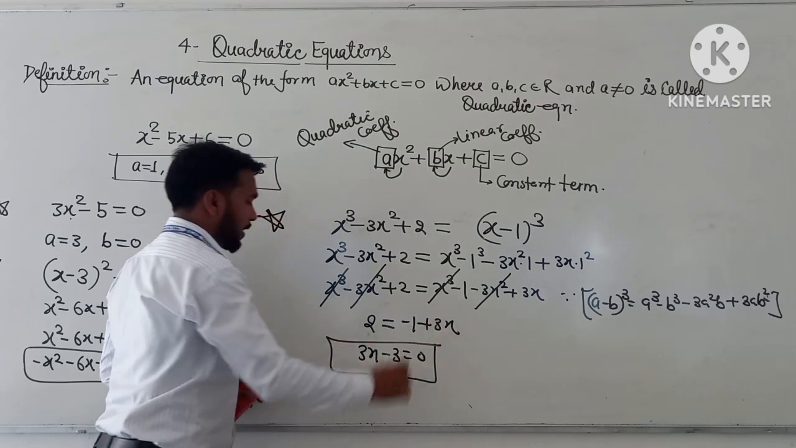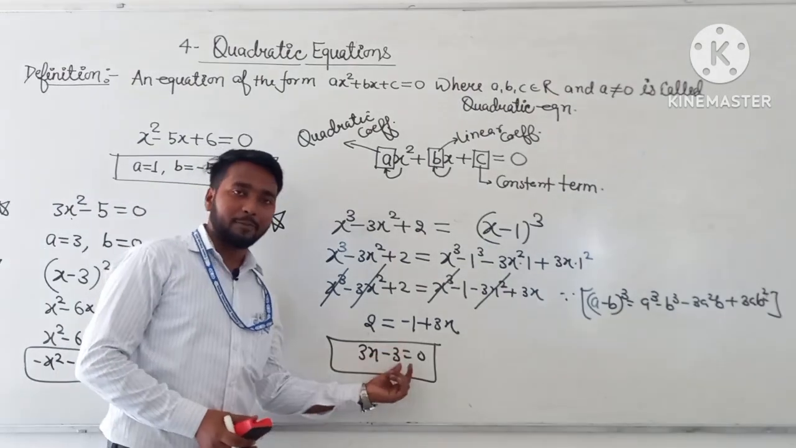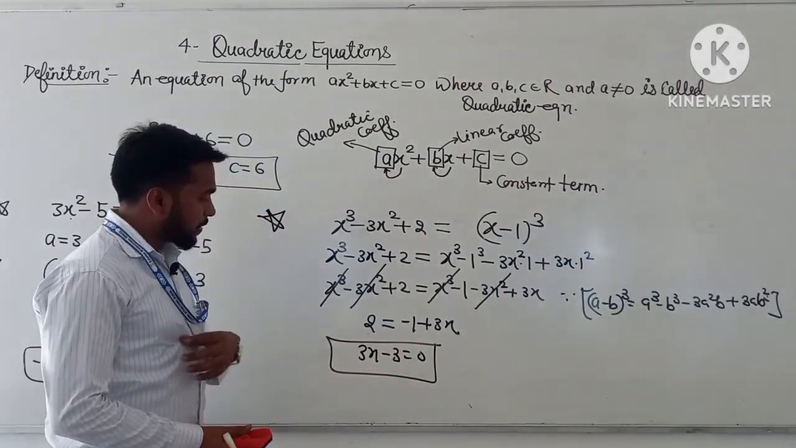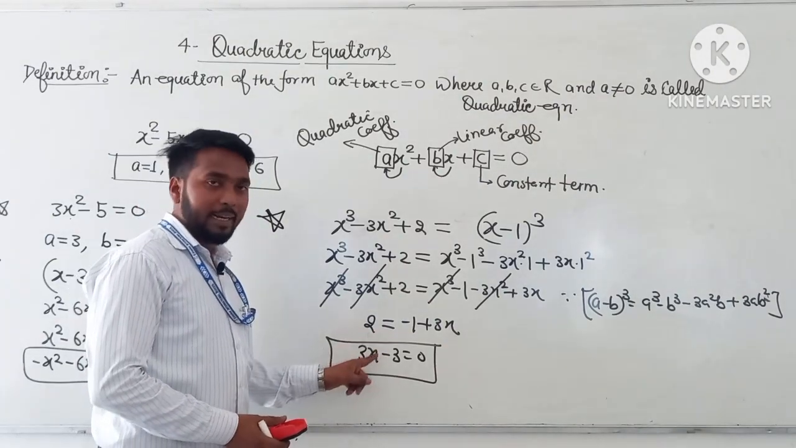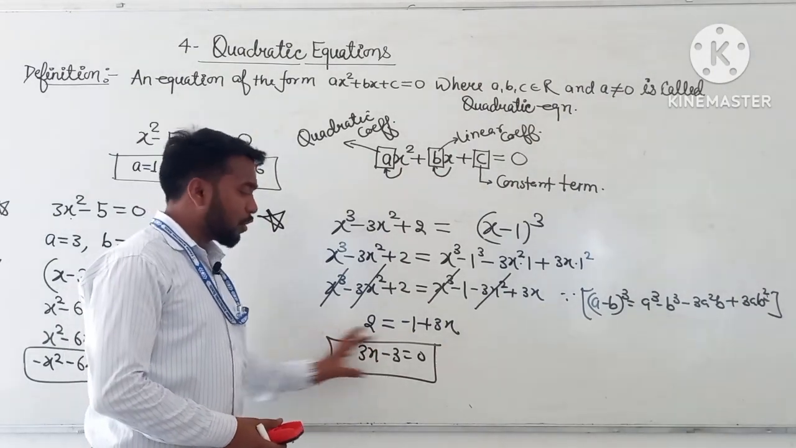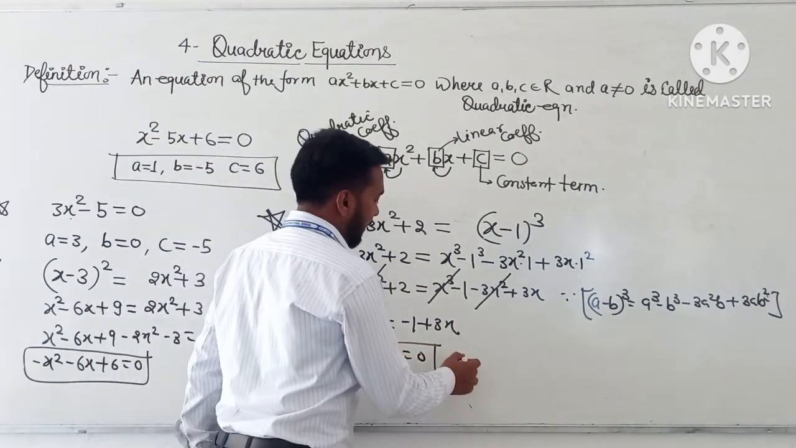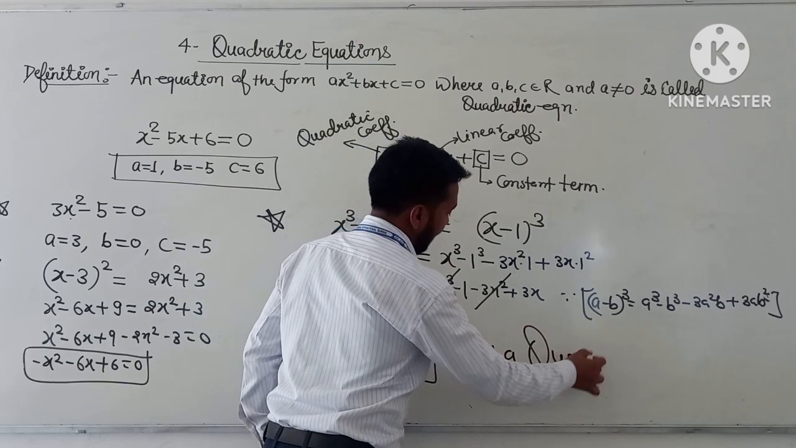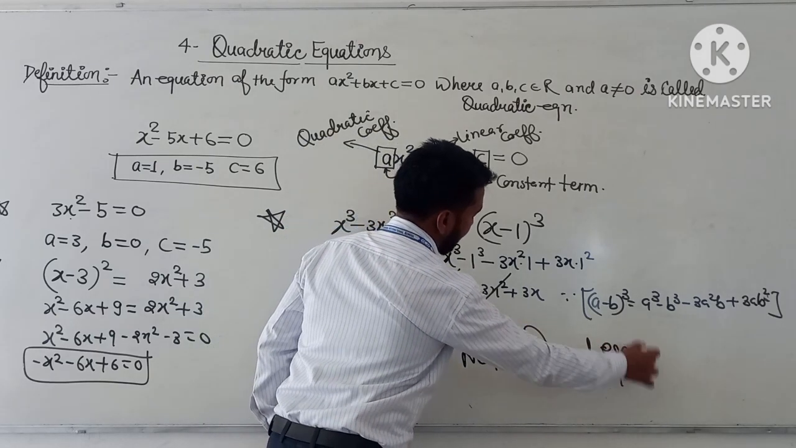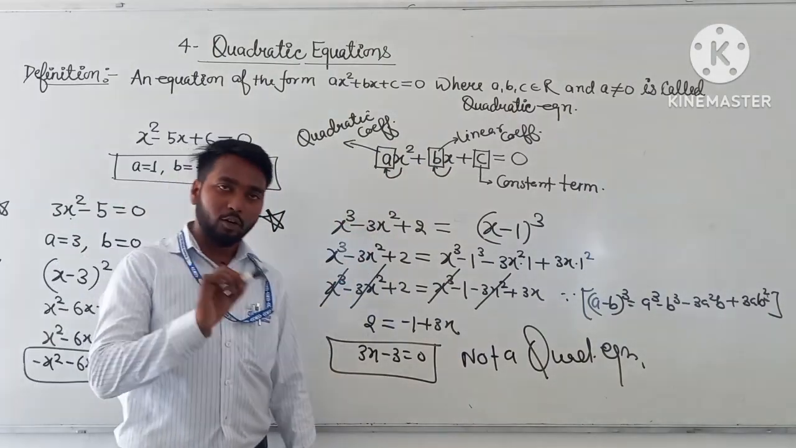So students, this one is an equation. Why is it an equation? Because this expression contains a sign of equality. And if you observe the power of variable x, it is 1 here, it is not 2. So it is not a quadratic equation, it is only a linear equation. So your answer will be: not a quadratic equation. I think you can easily check whether a given equation is quadratic or not.